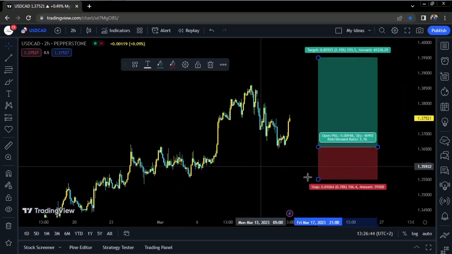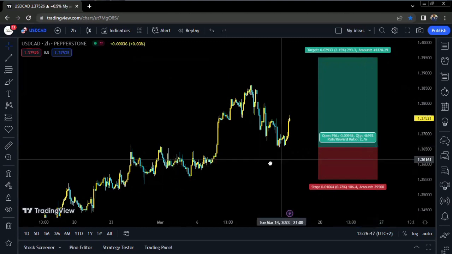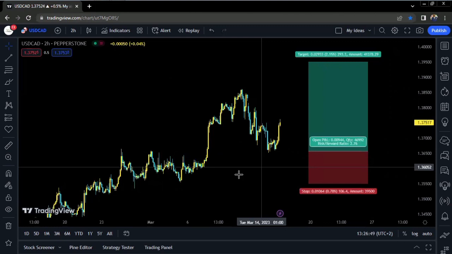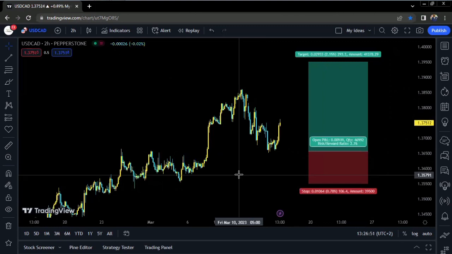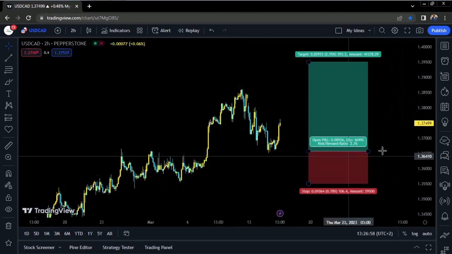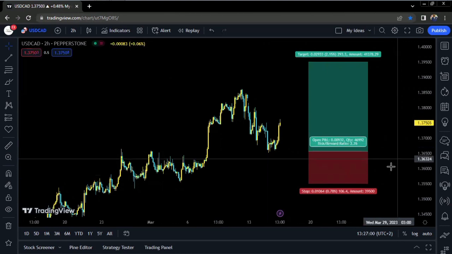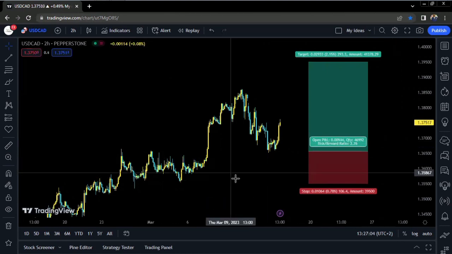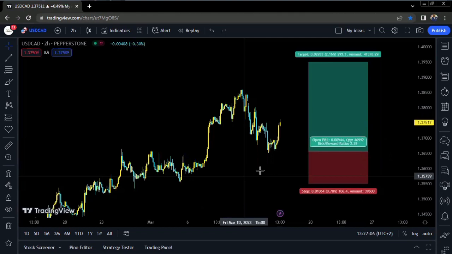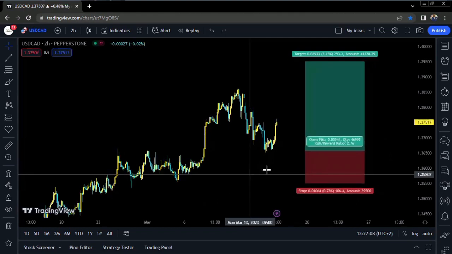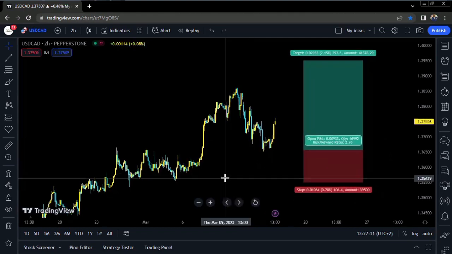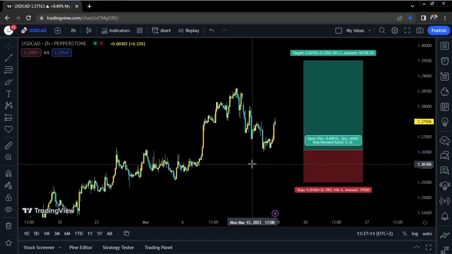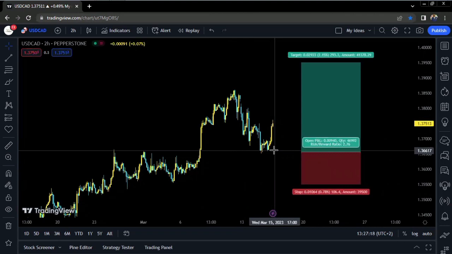So for every $1 that I'm risking, I stand to make at least $2.76. So if I risk $10, I stand to make $27.60. If I risk $100, I stand to make $276 US. If I risk $1,000, I stand to make $2,760 US. That's what the numbers would look like. If you risk $1, you make $2.76. All right. But that is the position that I currently have.